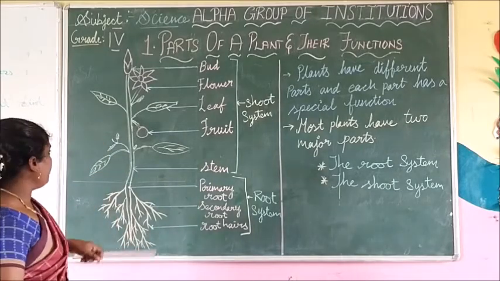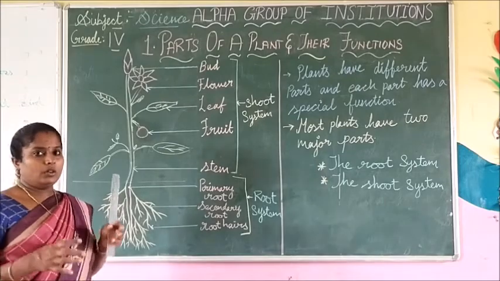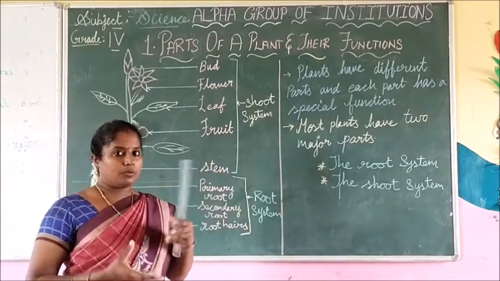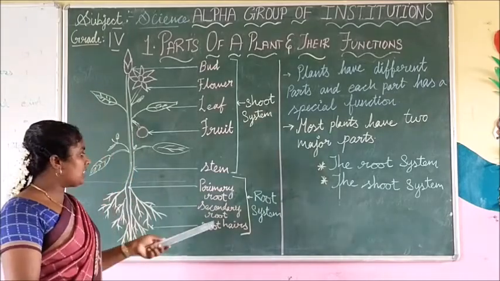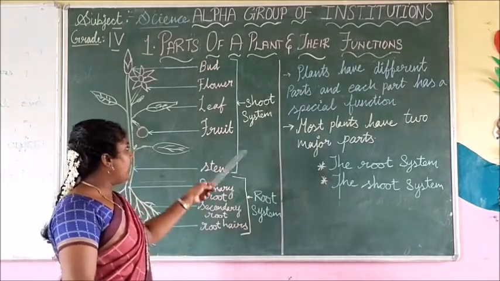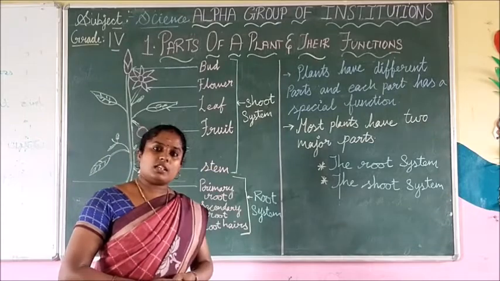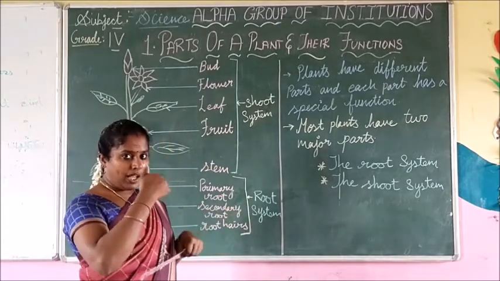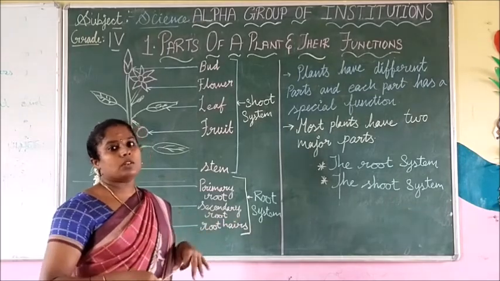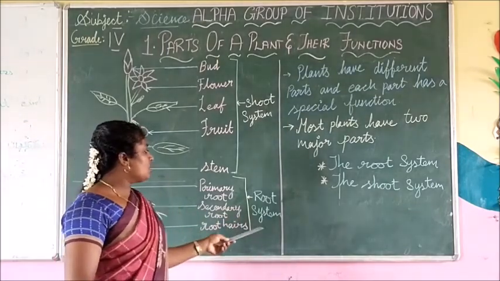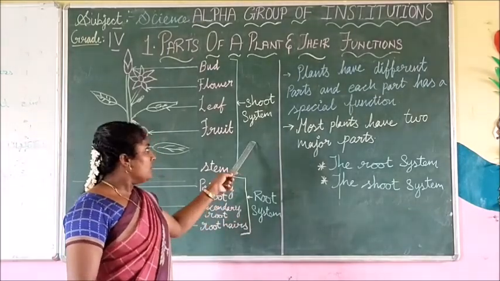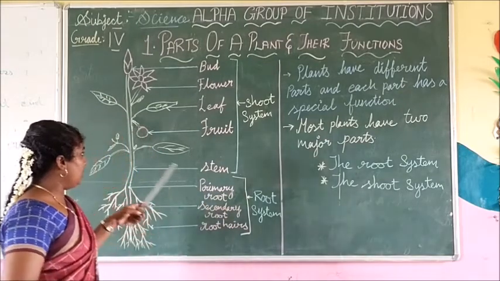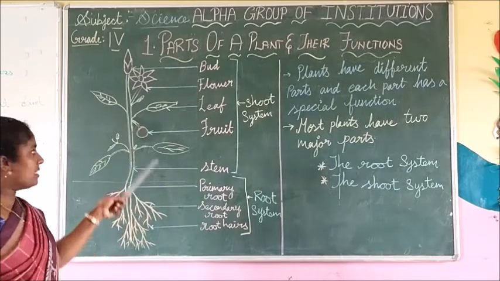Here we usually divide the plants into two types of systems. One is the root system and the other is the shoot system. So always we have to define that the plant is split into two types of system, that is root system and shoot system. Just generally we know the parts of the plants.